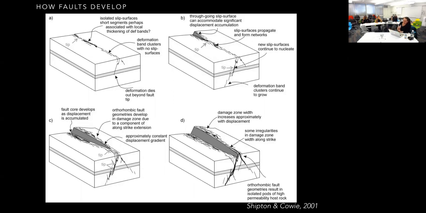So Shipton and Cowie basically built this cartoon of how faults evolve based on looking at a whole bunch of different faults at different stages in their evolution. The amount of slip on a fault is something that you can measure, and we're going to use that as a proxy for what we're going to call fault maturity. As the fault grows in displacement, it also has to grow in length and in depth along the dip direction. So all of these dimensions are going to be scaling with one another.